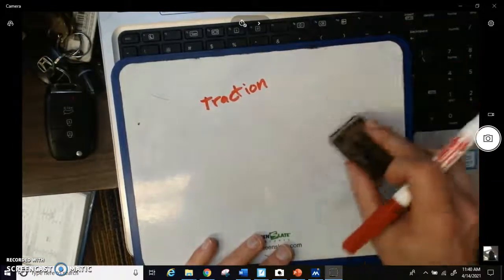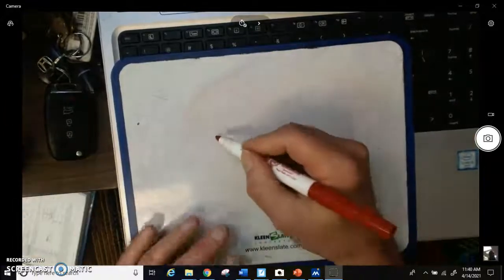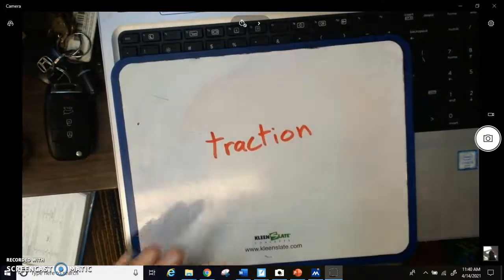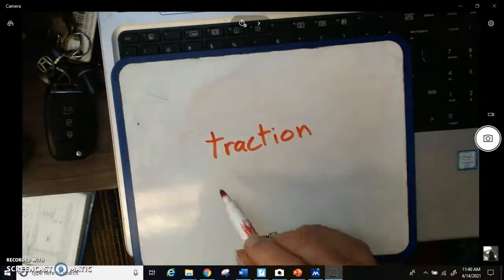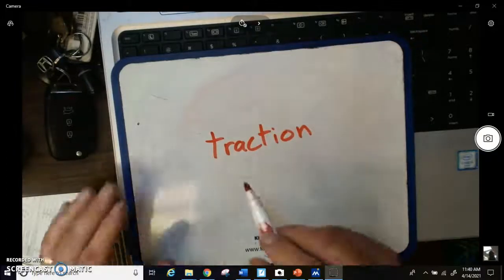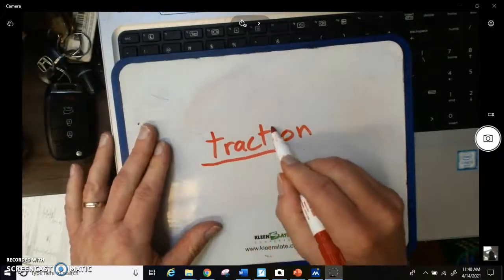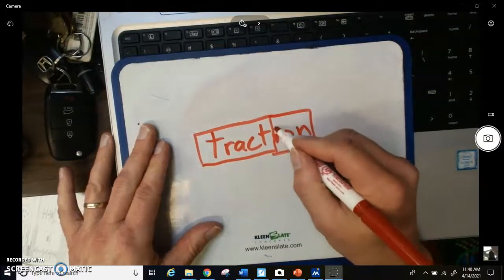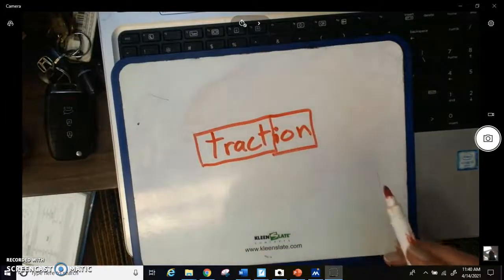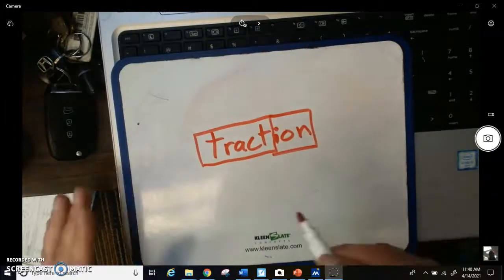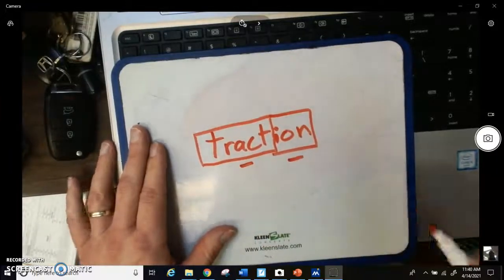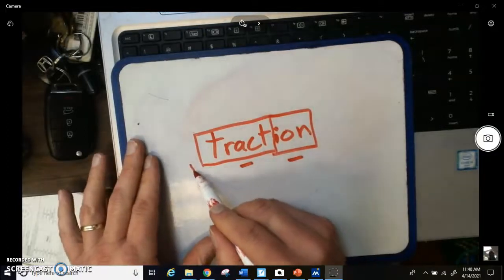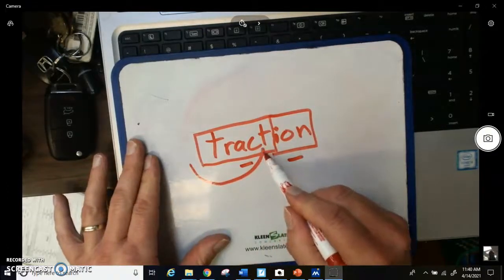Now here's the thing. If we take the word "traction" and divide it up into morphemes, we get "tract" and "ion." Now, it doesn't necessarily divide into syllables that way. We can underline these, and we're going to divide it into syllables. Actually, the syllables would be divided like this.